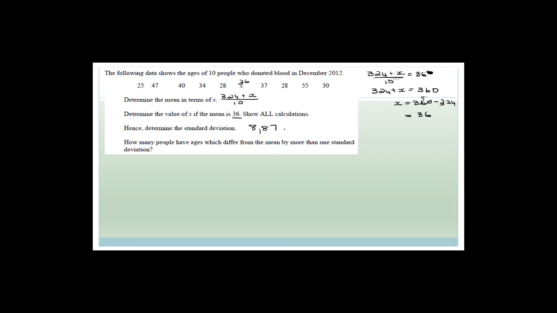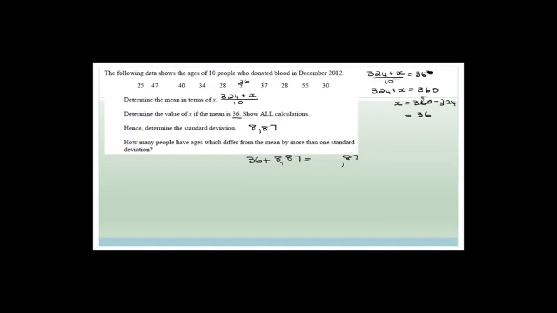And then most of these things should fall within the standard deviation of 8.87. Now, it says how many people have ages which differ from the mean by more than one standard deviation. So in other words, we can go 36 plus, let's say, 9. We're going to round it up to 9. Now, let's leave it at 8.87.